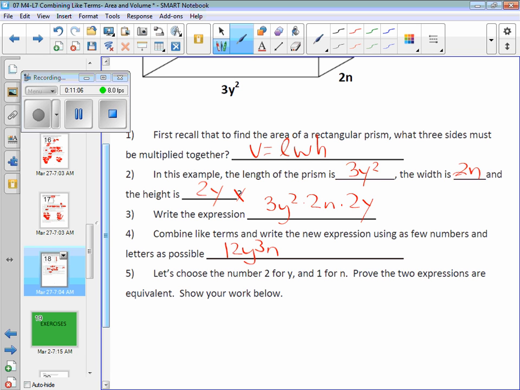Okay, so what we did, we had 3, because remember what this is. If I expand this so you could see it, it's 3 times y times 2 times n times 2 times y. 3 times 2 is 6, times 2 is 12. Then I've got 1y, 2y, 3y, y to the third. That's y times y times y. And then the last n is left over all by itself with no company. Okay?